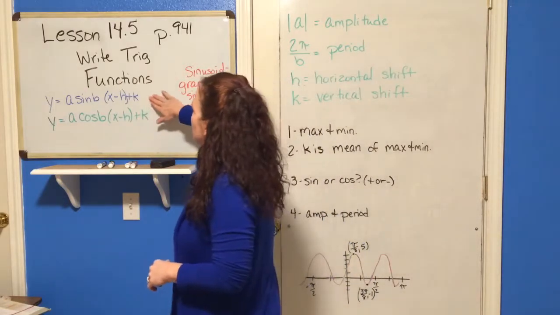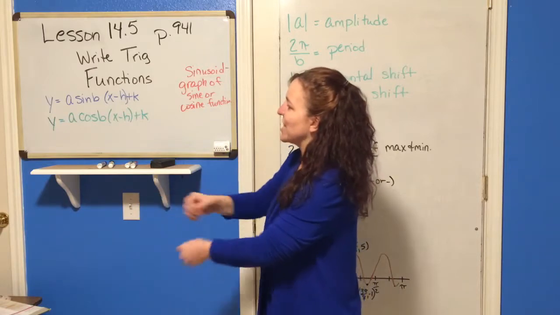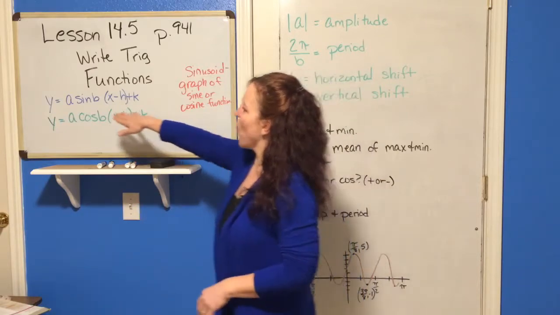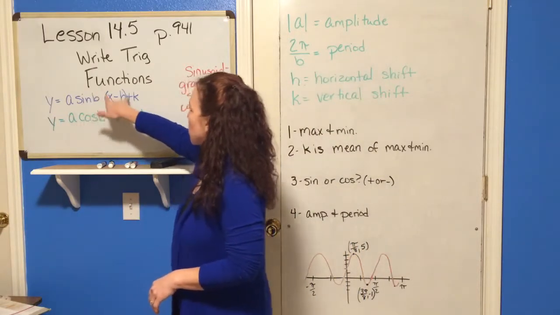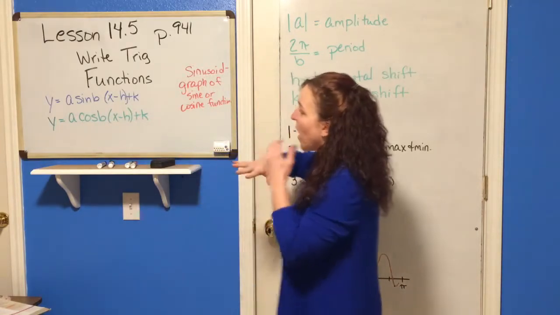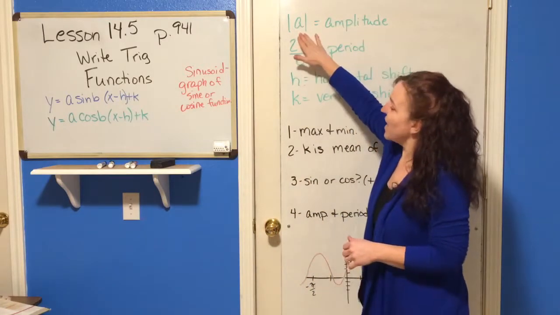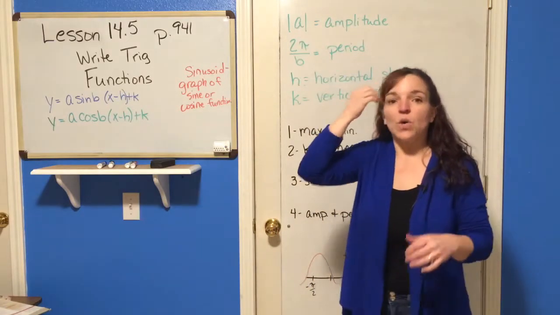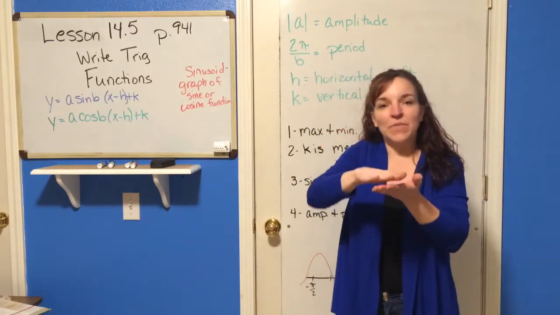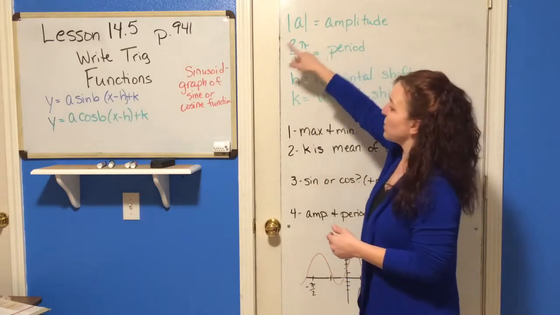The two functions that we're going to be working with today are sine and cosine. What you've got is y equals a sine of b times the quantity x minus h, plus k, and cosine is the same thing. With these parts, the a is the amplitude. Remember, that's the absolute value, so it's the distance to the top and to the bottom. So the a is the amplitude.